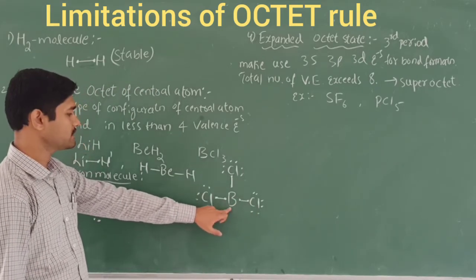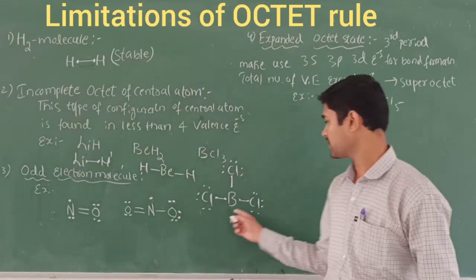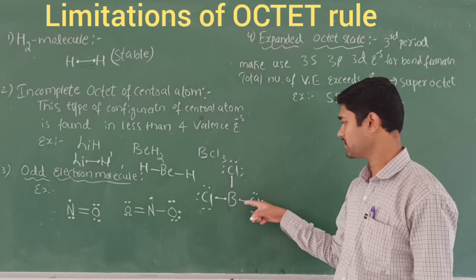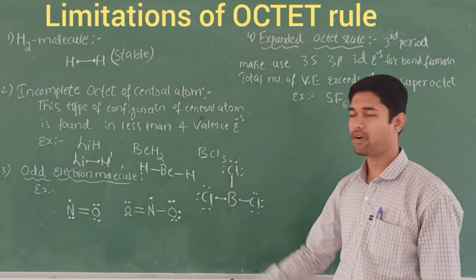So like this, this central atom is not going to obey the octet, but the other atoms attached to this boron, that is chlorine, are stable because of the satisfied octet.